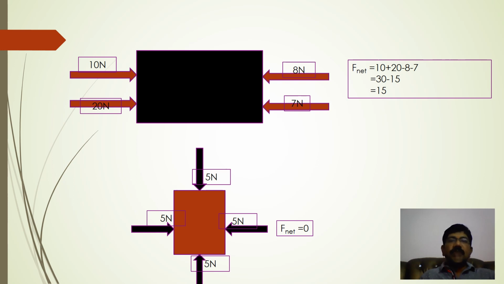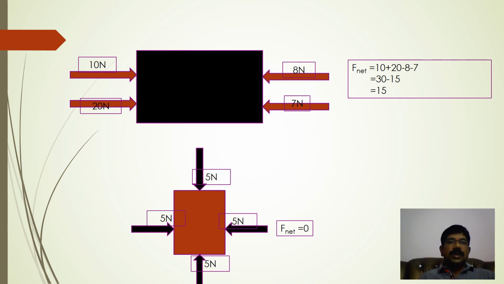So net force acting on the wooden box is equal to 10 plus 20. Why? Because these two are acting in the same direction. Minus 7 newtons and 8 newtons because they are acting in the opposite direction. So you have to subtract the forces that are acting in the opposite direction. So 10 plus 20 is 30, 30 minus 15 is 15 newtons. Are you clear about that one?